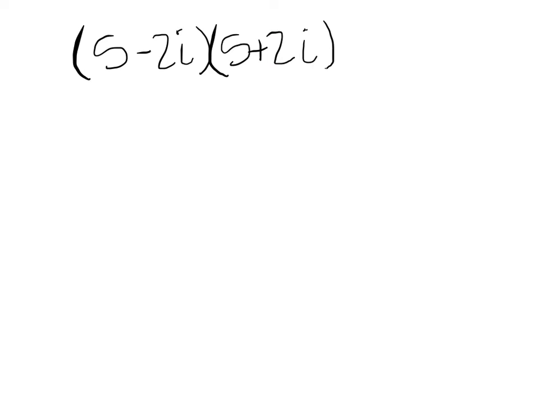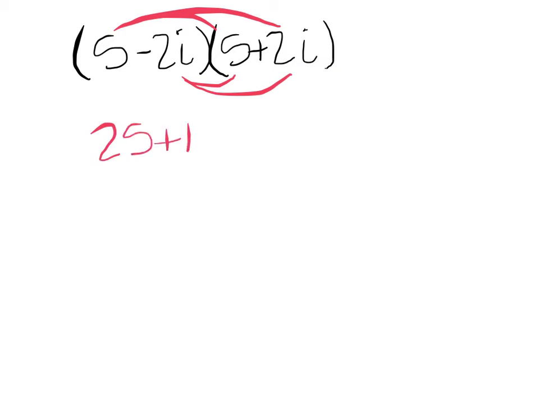5 minus 2i and 5 plus 2i. Do you remember what these are called? These are complex conjugates. We saw what happened when we added conjugates, and we saw what happened when we subtracted conjugates. Let's see what happens when we multiply them. Start out exactly the same. Really, this is just a regular old multiplying problem. We're going to end up with 25 plus 10i minus 10i minus 4i squared.